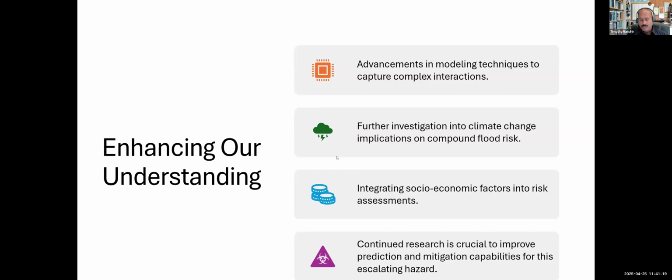And I want to finally summarize what we are trying to achieve here in terms of evaluating some of the resilience strategies: through advancement of modeling techniques and also studying what the new drivers emerging through climate change are, the integration of socioeconomic factors into some sort of risk and vulnerability assessments, and how these escalating hazards can be a matter of continued update of our predictive models and capabilities.